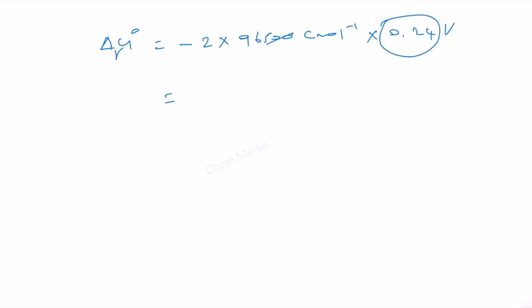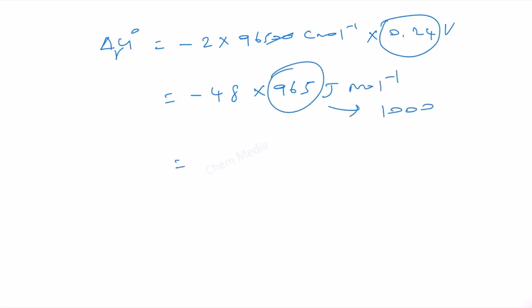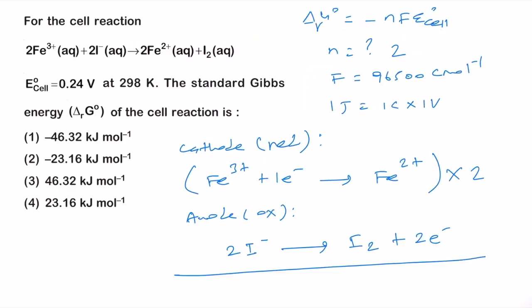Let us cut down these two zeros, make 0.24 as 24. Therefore, 24 times 2 is 48. Therefore, 48 times 965 coulomb volt is joules. Therefore, joules per mole. Let us write this as 1000. If we do that, then it is minus 48,000 joules per mole. If we write it in kilojoules per mole, then this value is minus 48 kilojoules per mole. Therefore, approximately we can take minus 46.32 kilojoules per mole as our final answer. Therefore, option 1 is correct.